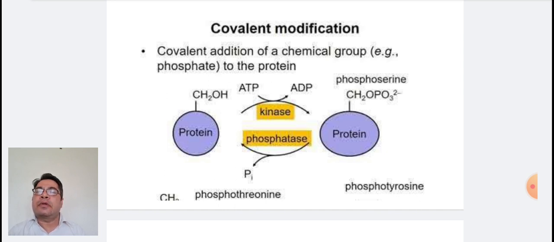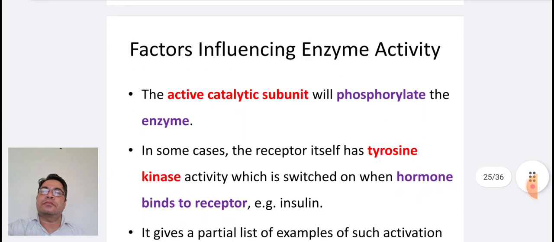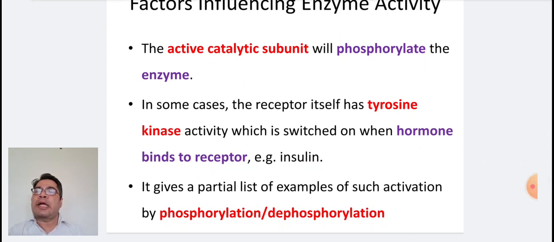This protein phosphorylation can undergo reversible reaction in the presence of phosphatase enzyme and produce protein. In some cases, the receptor itself has tyrosine kinase activity, which is switched on when hormone binds to receptor. Example: insulin. Here is a partial list of examples of such activation by phosphorylation and dephosphorylation.